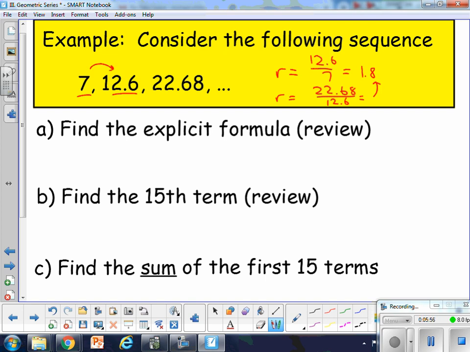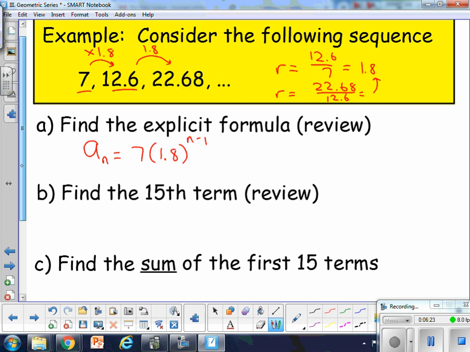Okay, and that would verify to me that that also equals 1.8. So I can see this sequence is geometric. We have that ratio of times 1.8. Okay, so that's going to be our r value. So the formula to get a term in the sequence, remember for geometric, it's always the first term times that common ratio to the n minus 1 power. Okay, so that would be our explicit formula. Again, that's just to get a single term, not the sum of the terms yet.